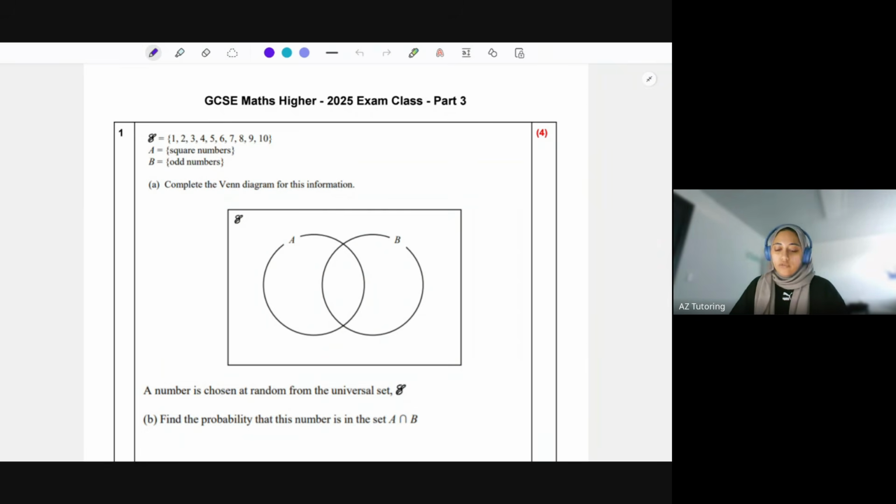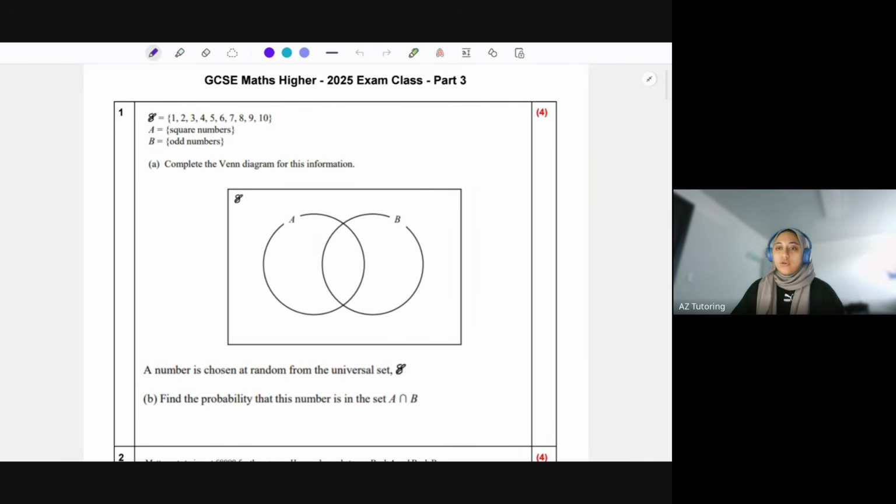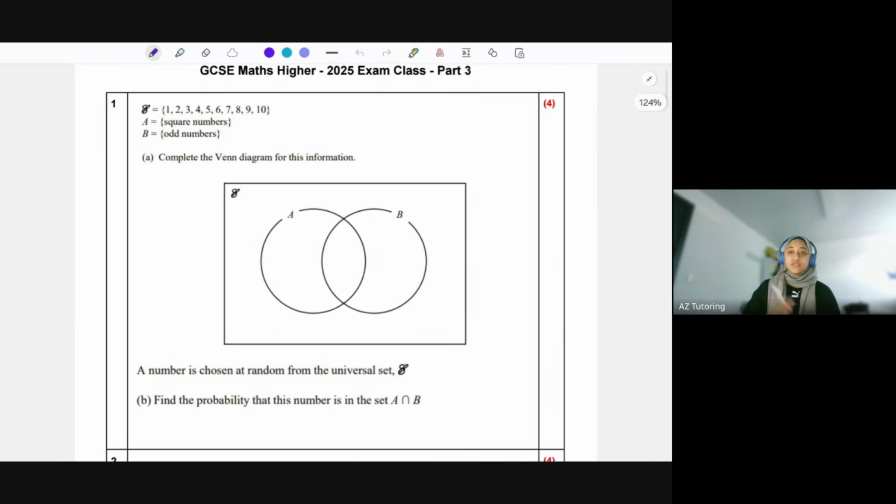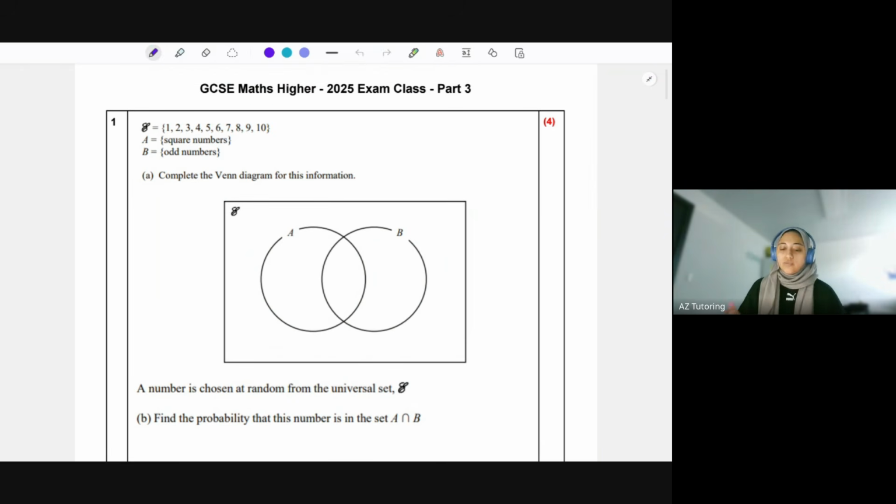So we'll be covering a range of different questions. It is applicable to all exam boards. You did say OCR doesn't have the Venn diagram questions, but there's other ones that are covered here anyway. And we'll try and go through as much as possible. So let's jump right into it.